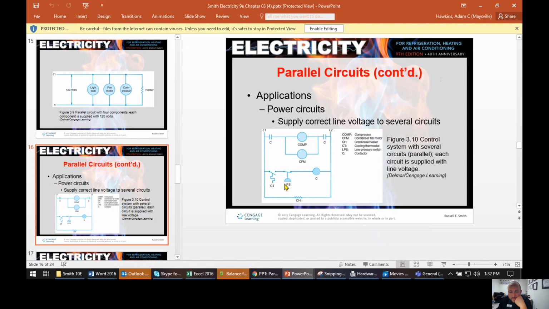That also has an LPS, which is the symbol for a pressure switch, this little upside down cup looking thing, half circle. That's a low pressure switch. So the low pressure switch in this case is most likely a safety.